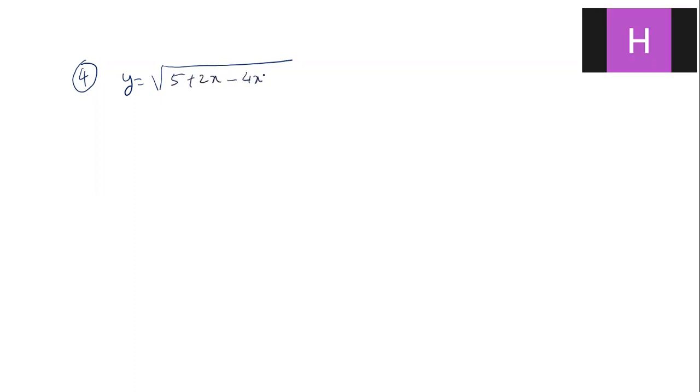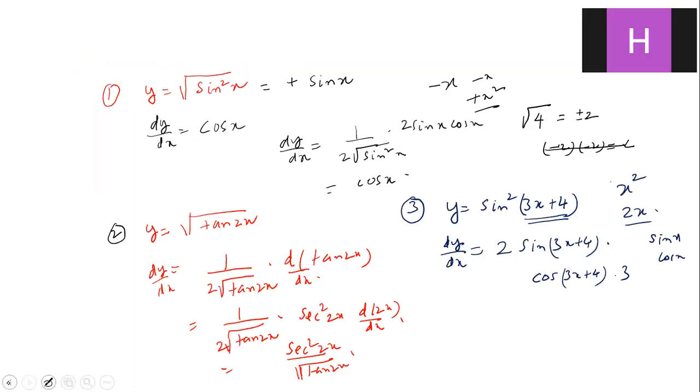Next thing. Somebody else. What is this? Y equals 5 plus 2x minus 4. Sir, I was disconnected. Can you please show the third problem? Which one? Third one, sir. Why did you get disconnected when I called your name? No problem, sir.